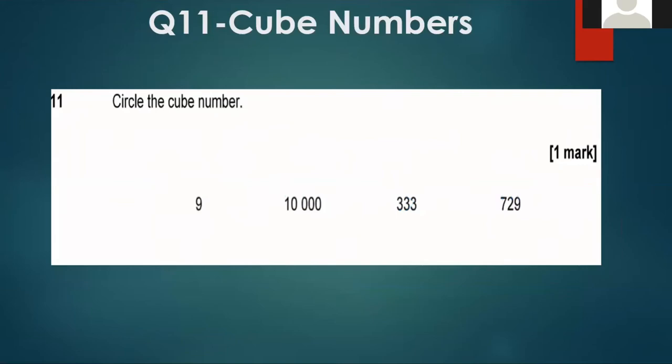Right, guys, question number 11, circle the cube number. Now, a cube number is a number I multiply by itself three times. So one cubed means 1 times 1 times 1. Okay, so this is what I call a cube number, which is one. Now, what I can do here is work out the cube root of each of these numbers. And if my answer is a whole number, that will tell me that the answer is a cube number.